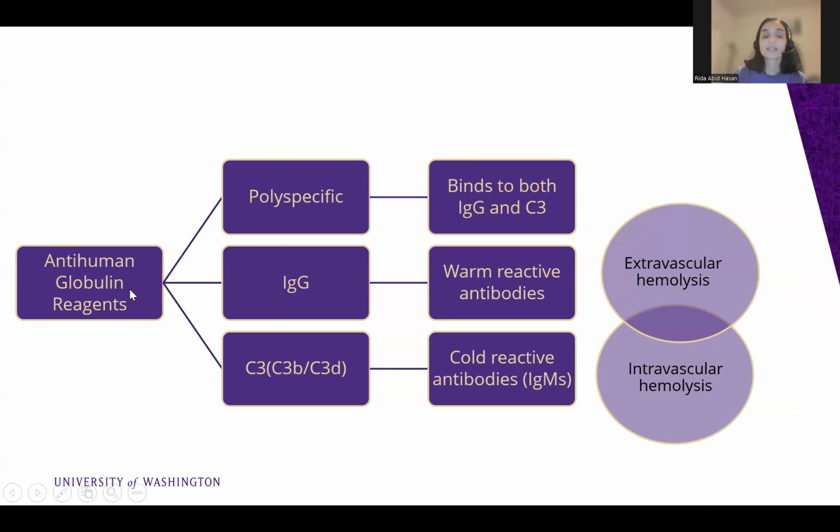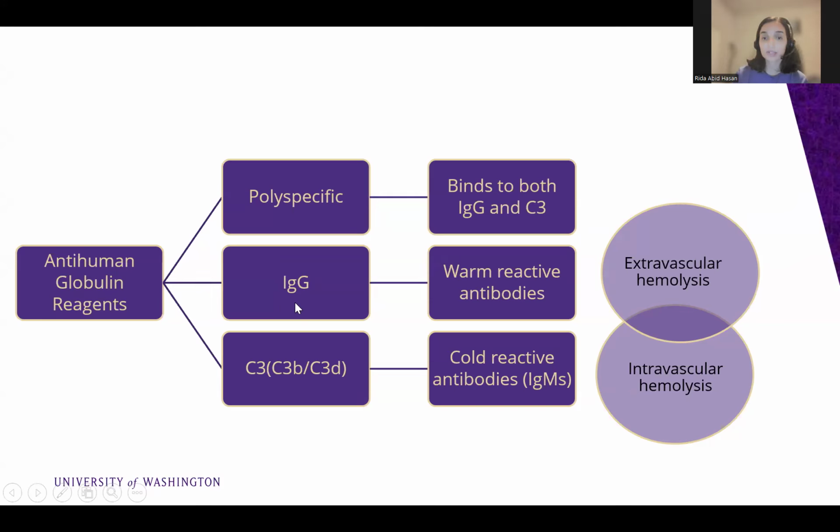There's 3 types of anti-human globulin reagents we use. So the first thing we use is a polyspecific reagent. And that is going to be what most labs start with, and it binds to both IgG and complement. So the good thing is that if your polyspecific is negative, then you're done. You don't have to go on to do the other reagents because it's basically told you there's no IgG or complement bound to it. However, if it's positive, then you go to do the monospecific reagent.